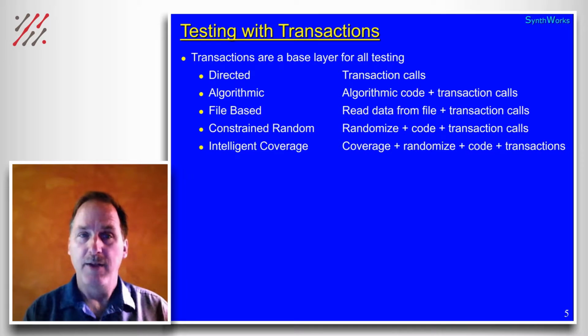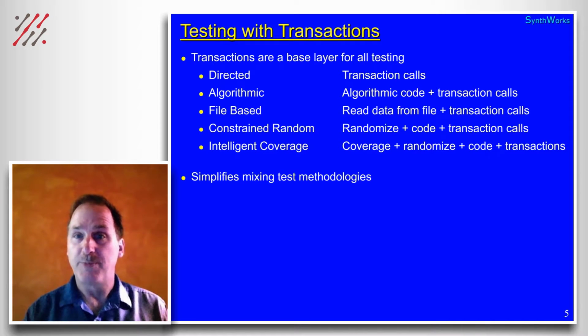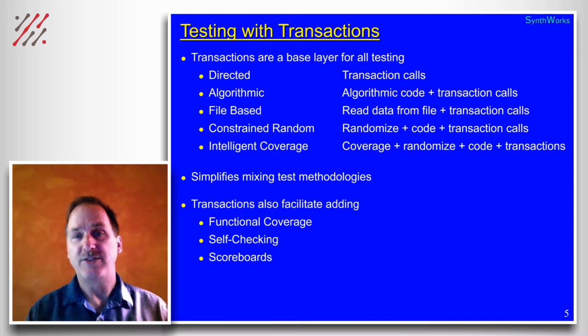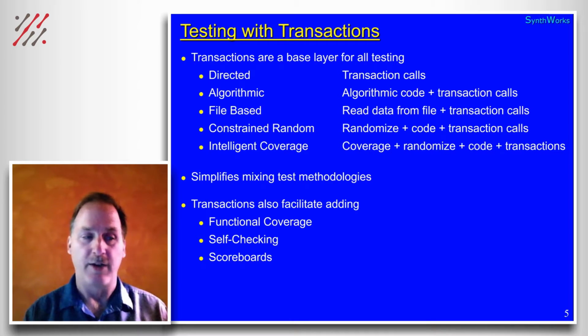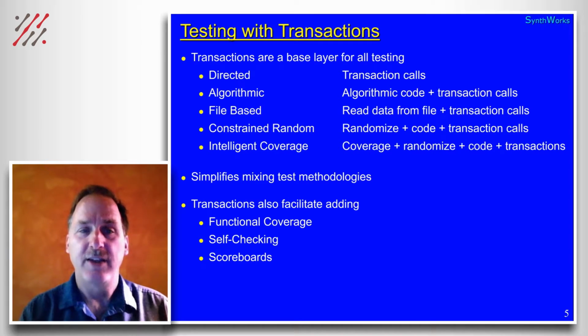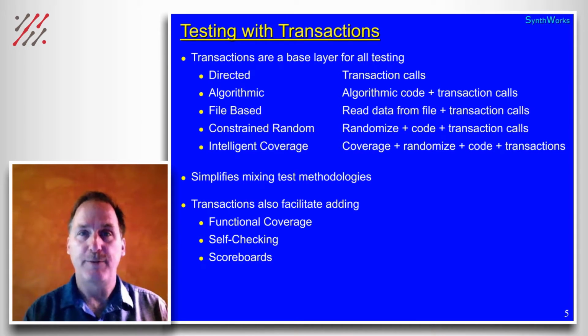Constrained random, we use randomizations from the OSVVM randomization library, and then we wrap code around that and we make transaction calls. And then going beyond that, OSVVM has this intelligent coverage capability in which we write coverage models and we randomize across the coverage models. But again, we take that randomization information that comes back from the coverage model and call transactions and simply layer it on top. One of the big advantages of this is that it allows mixing different test methodologies. Going further, transactions also facilitate adding things like functional coverage, self-checking, and scoreboards.